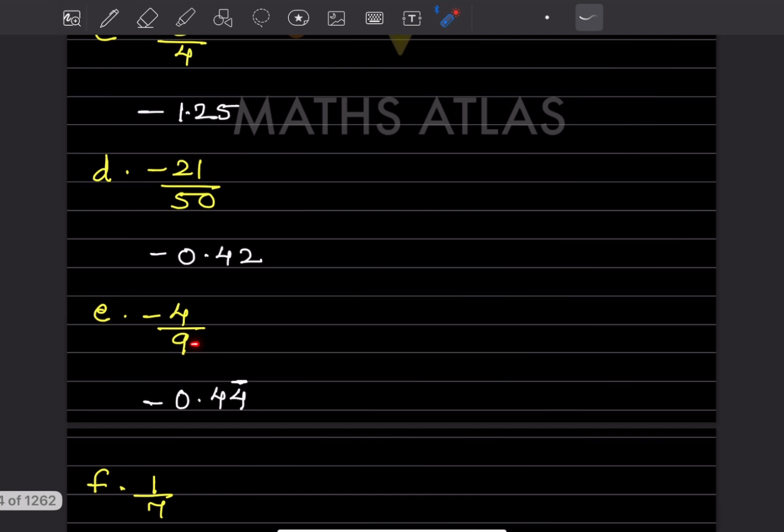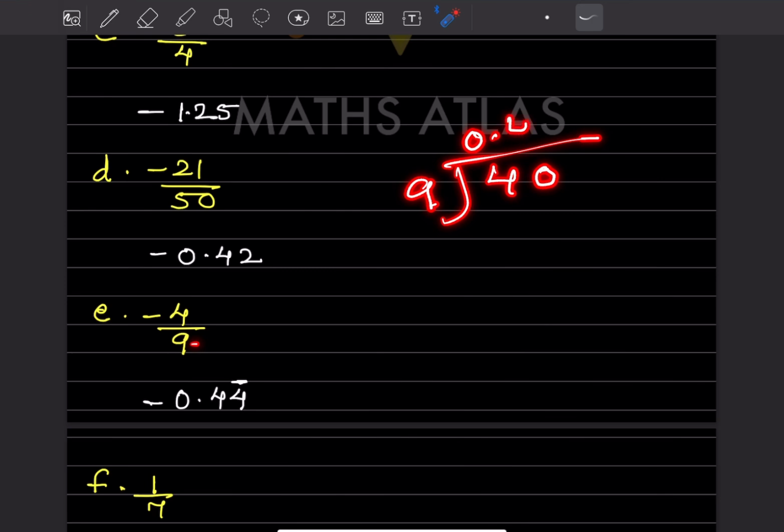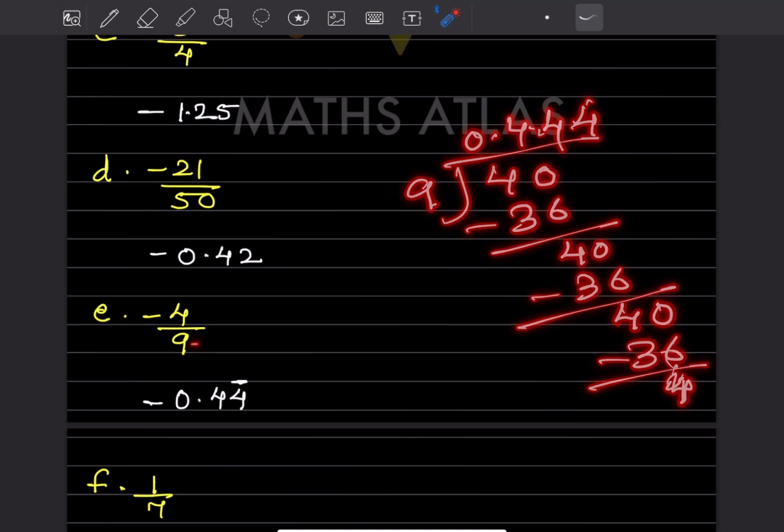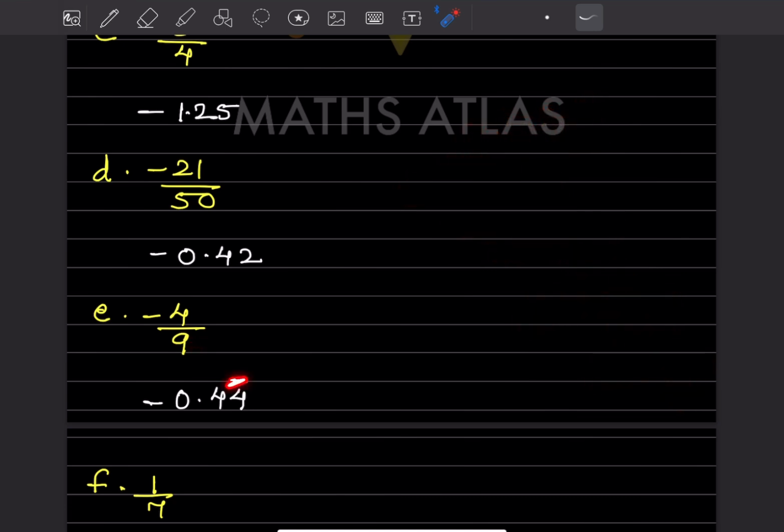Same here. Now 4 divided by 9. Put a 0, so 0.4. This is 36. This is again 40. 4 nines are 36. What happens here? You can see again there is a remainder of 4. So 4 keeps on repeating. So we will put a bar above this 4. That is called the repeating digit.